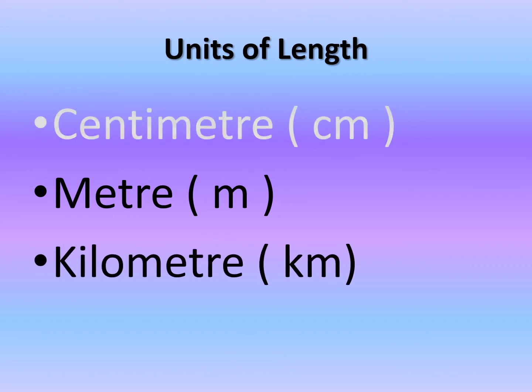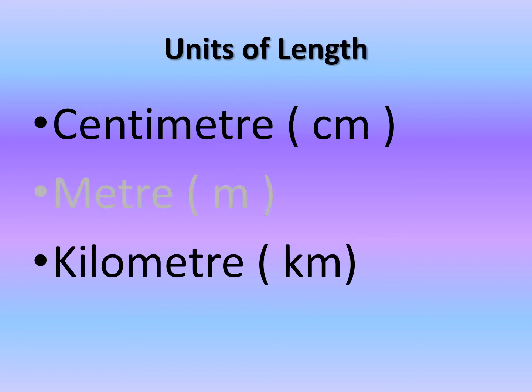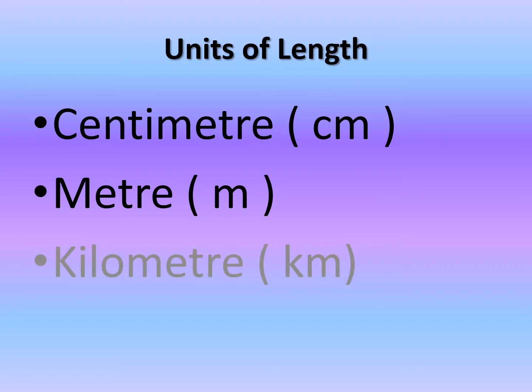Well, a centimeter is a small unit of length. It is used to measure small lengths such as the length of a pen, a pencil, or a book. A meter is used to measure lengths which are a little bigger than centimeters, like the length of a wall, cloth, height of a tower, etc. Then a bigger unit of length is the kilometer. It is mostly used to measure the distance between two cities.